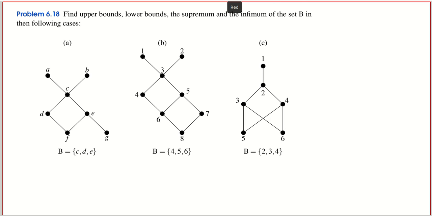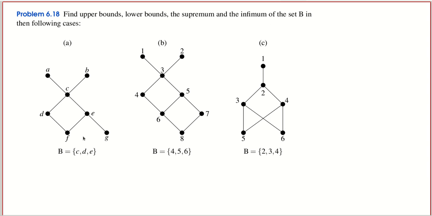We are given here three posets described by the Hasse diagram, and in each of them we are given a subset, and with respect to this subset we have to identify upper bounds, lower bounds, supremum and infimum. Okay, let's begin with the first one, and let's identify this.